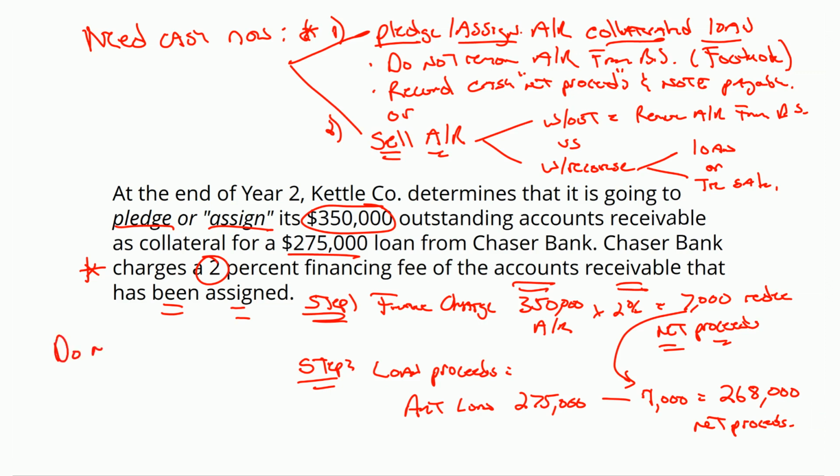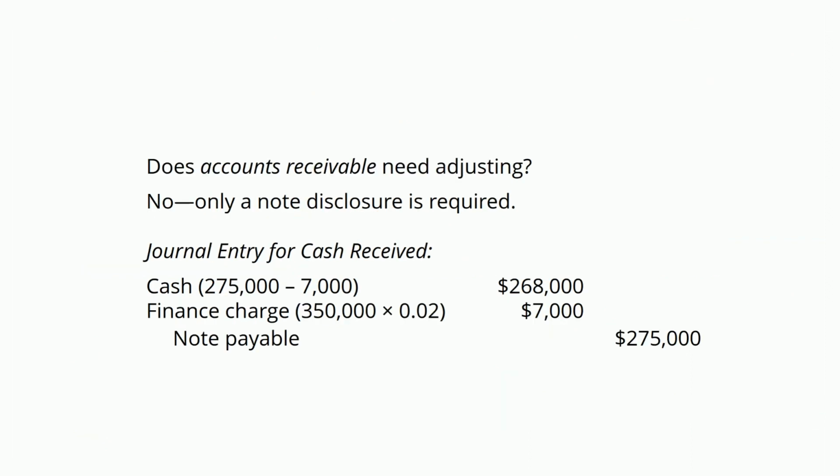Do not remove the accounts receivable from the balance sheet. We do not credit that accounts receivable. We do not remove it. Footnote disclosure only that we've pledged this as collateral for a loan. And why are they pledging $350,000 if the loan is only $275,000? Well, the bank wants to be over-collateralized. If the borrower defaults on this loan, they want to make sure they have enough assets they can seize to settle that debt. We know that from business law if you studied reg, right? Collateralized loans.